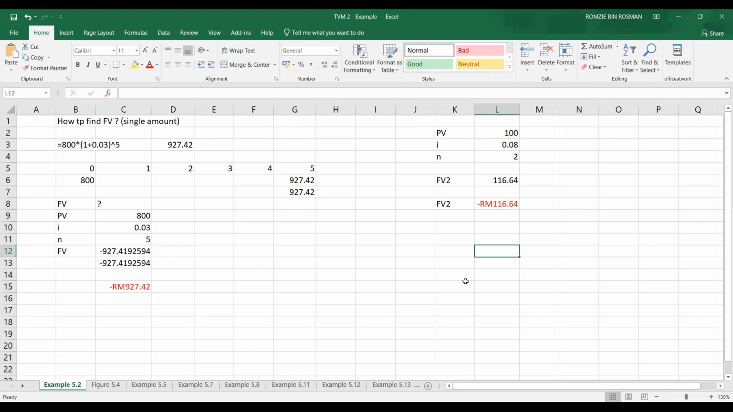Why is it? Zero plus this zero, in the formula. Okay, not because of that. Then the zero, you mean this? Oh, this one, you mean PMT 0? Yeah. Okay, not because of that.